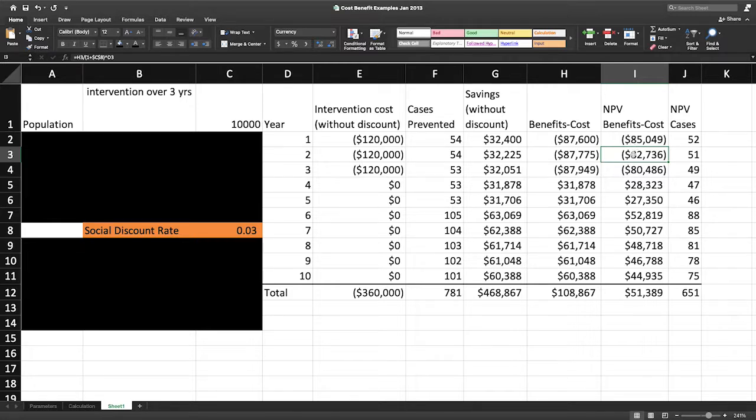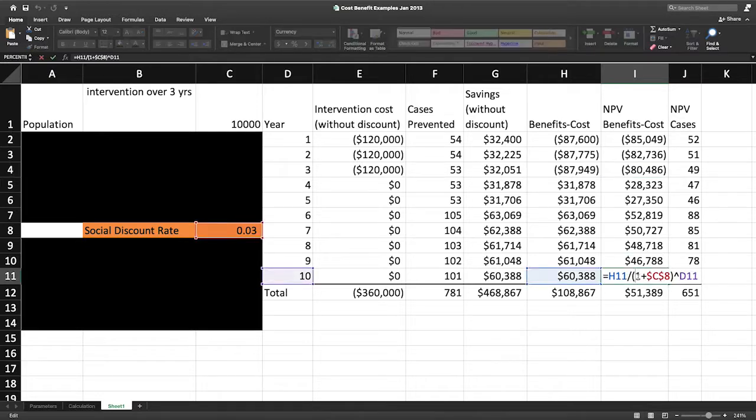We do the exact same calculations in year 2, the benefits minus the cost, divided by 1 plus 0.03, but this time we raise it to the value of 2. And you see what the net present value is. And then, for example, in year 10, this is the benefits minus our costs, divided by 1 plus the discount rate, but then we raise this to year 10. And you see what the value is.